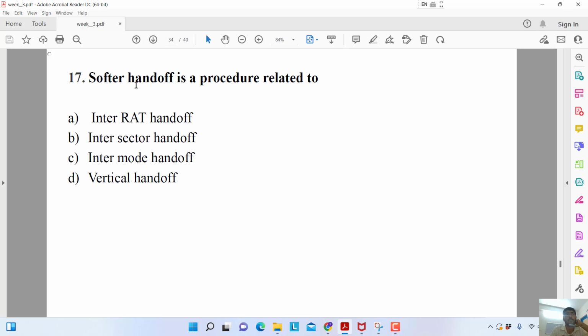Question number 17: soft handoff is a procedure related to, and we have to tell which option is true. Soft handoff. The options are inter-RAT handoff, inter-sector handoff, inter-mode handoff, vertical handoff.